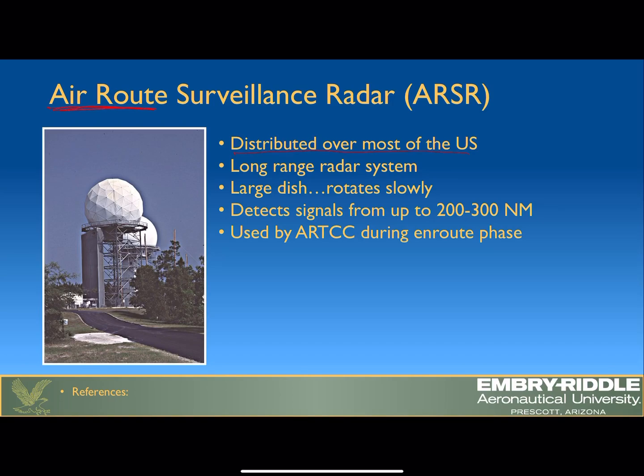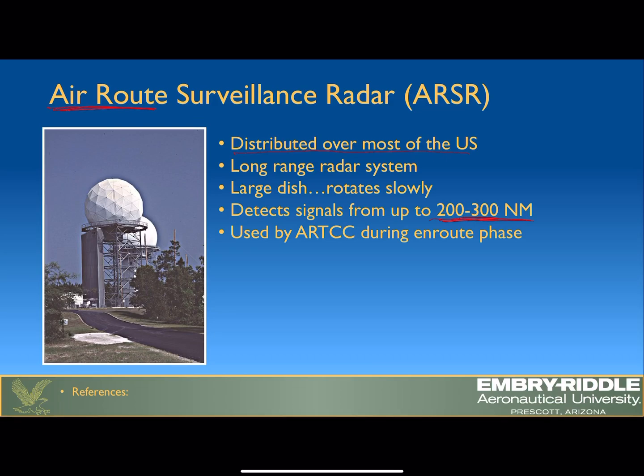It's a long-range radar system. It's a large disk that rotates slowly and can detect aircraft up to 200 to 300 nautical miles away. These are used by the different centers in the en route phase of your flight. So when you talk to Albuquerque Center or Los Angeles Center, this is the type of radar they are using to give you guidance.